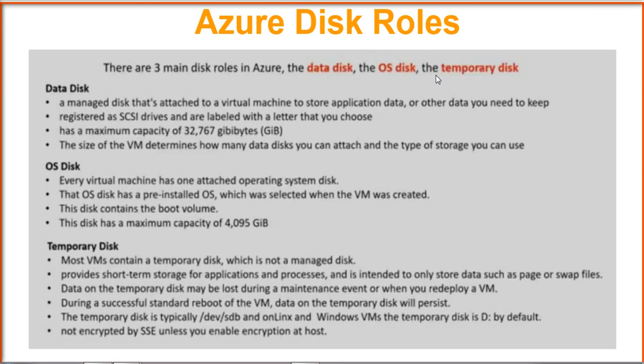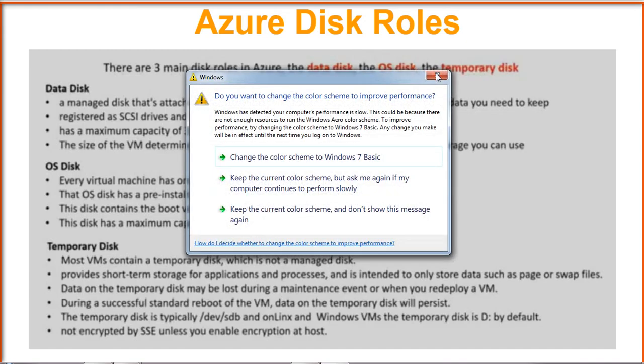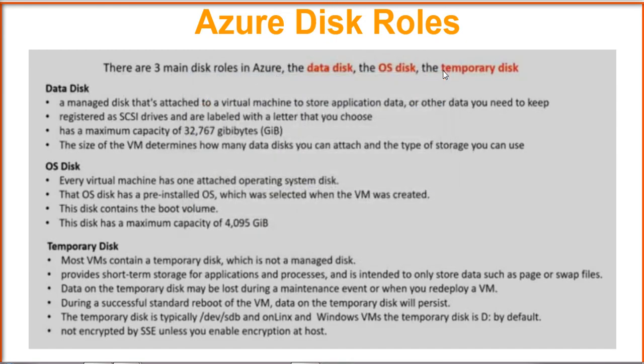The temporary disk is typically /dev/sdb on Linux, and on Windows VMs the temporary disk is the D drive. The letter is D by default. Okay, so this is not encrypted by SSE unless you enable encryption at host. So all these are the disk roles that we use in Azure.